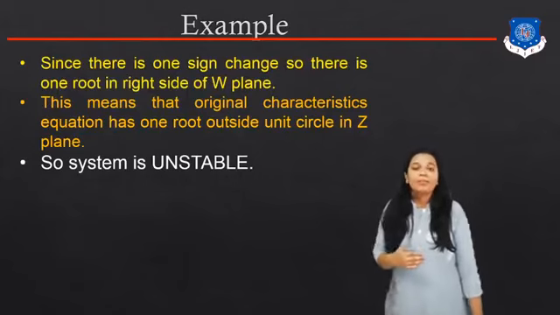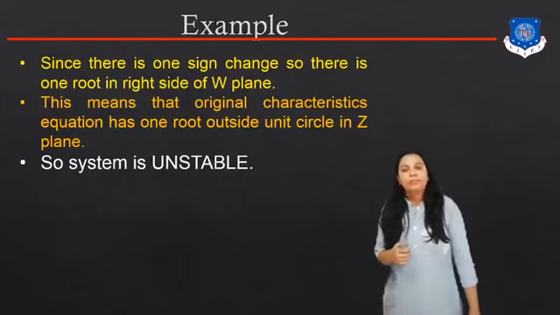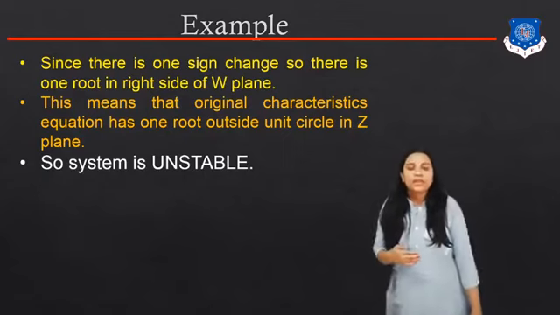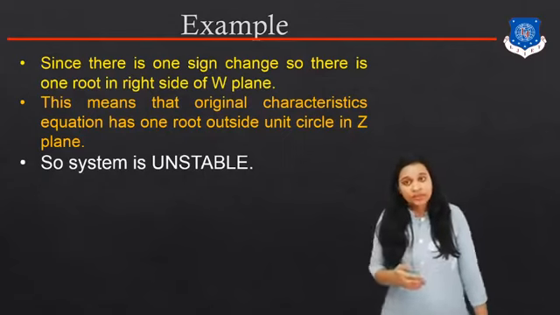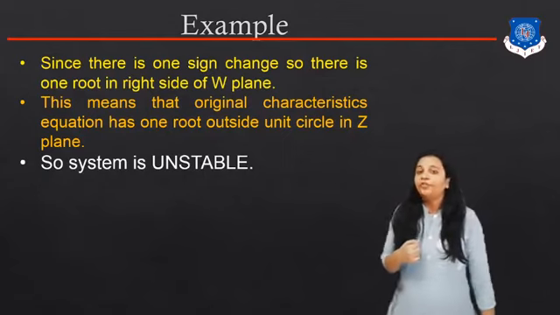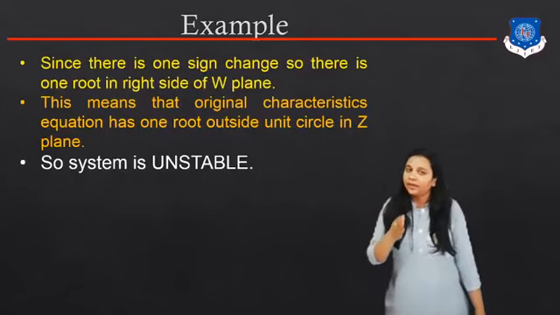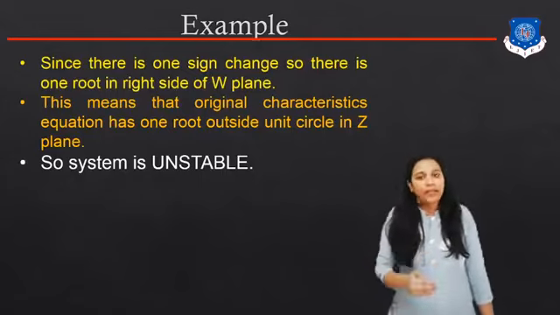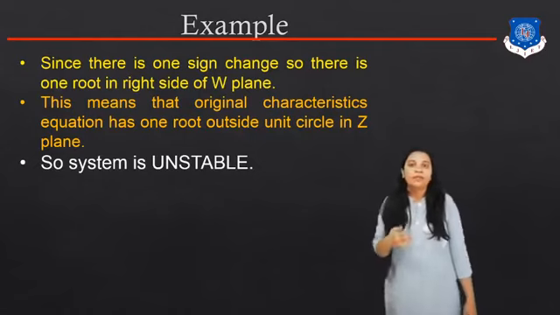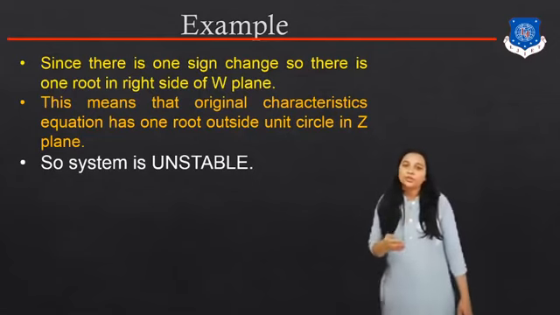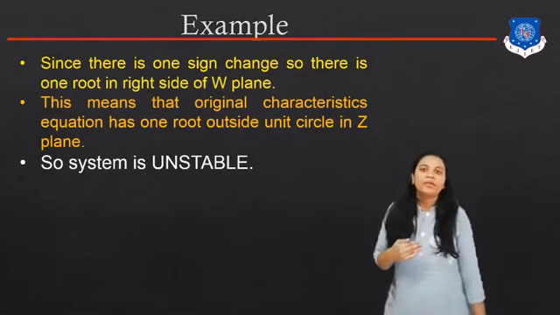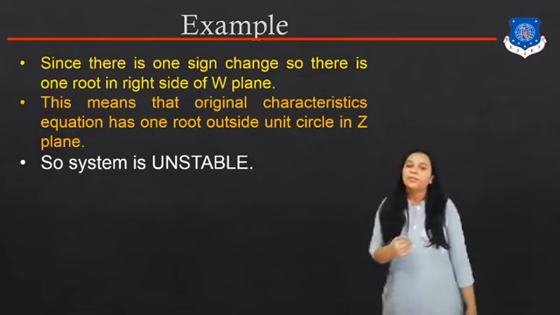So using the bilinear transformation method, we can easily find the stability of the system. For that, first of all, we have to convert the z-domain characteristic equation into the omega domain. Then we have to apply a Routh array and check the first column of the Routh array, and then we have to decide whether this type of system is stable or unstable.